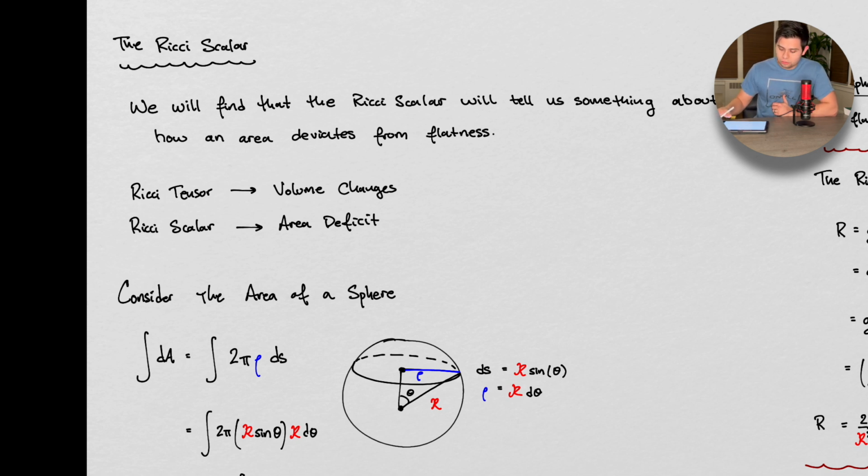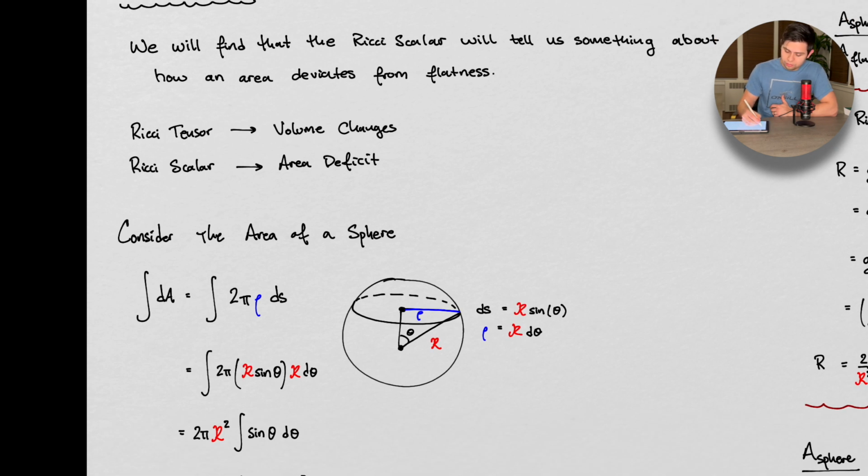Anyways, so let's get into the Ricci scalar. The Ricci scalar is going to be a contraction of the Ricci tensor that we've talked about. We're going to find that the Ricci scalar tells us something about how areas deviate from flatness, specifically the ratio of the area of curvature to the area of flatness. But we'll see how all this works. And what we'll end up with is a summary here. The summary is that the Ricci tensor, as we recall, gave us something regarding volume changes, and the Ricci scalar is going to give us something that represents an area deficit.